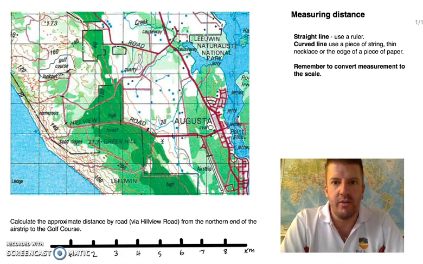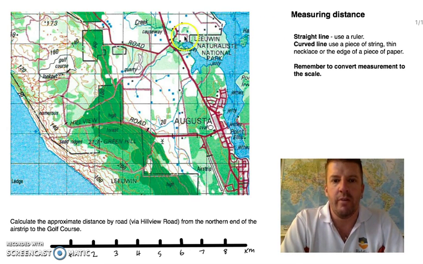Hey guys, this video is looking at measuring distance on a topographic map. There's two methods of measuring distance depending on the question. One is if it requires straight line as the bird flies distance, we simply use a ruler. Really important that you remember to convert to the scale.